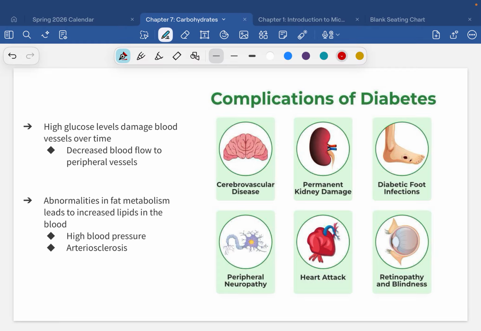And you will eventually have decreased blood flow to peripheral vessels. Peripheral means farthest away from your central nervous system, which is your spine and your brain. That's the middle. Peripheral is away from the middle. The further away your blood vessels are, the more likely they are to get damaged, because these peripheral blood vessels, the ones further away from the spine, are smaller and more delicate. They're tiny.